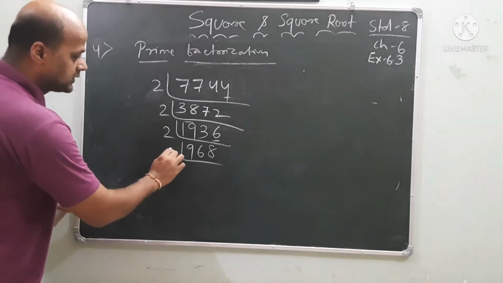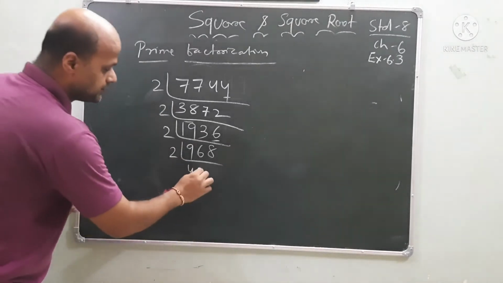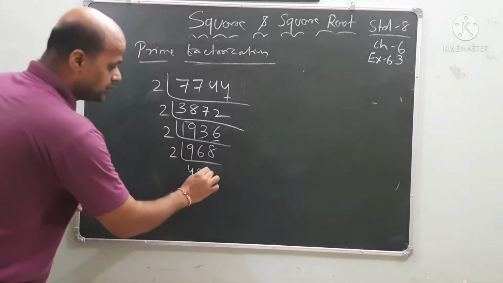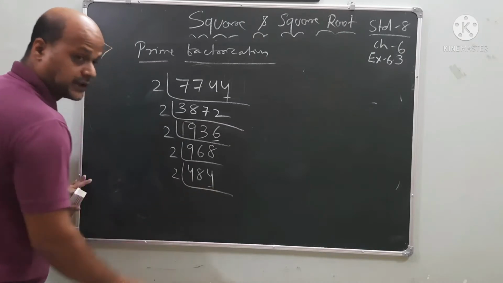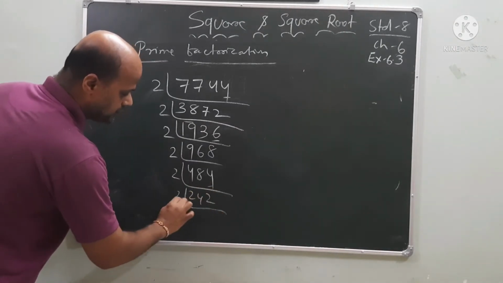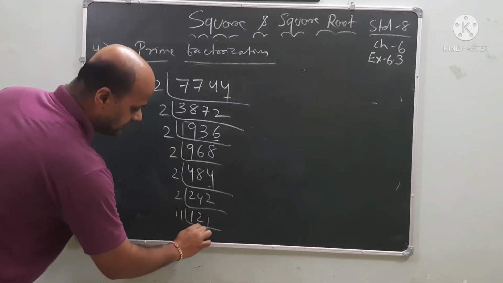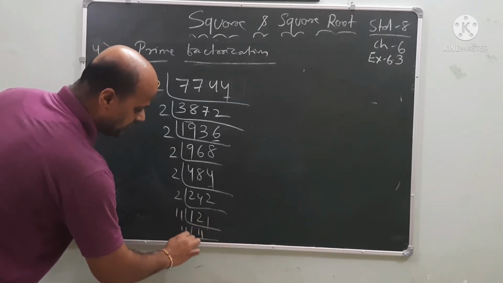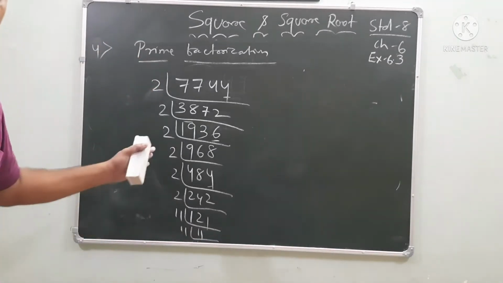Okay, next come to that. 2 4s are 8. 2 8s are 16. 2 4s are 8. Again 2, because even numbers are going on. 2 1s are 2. How much? 11. 11 1s are 11. So what is the square root of this number?